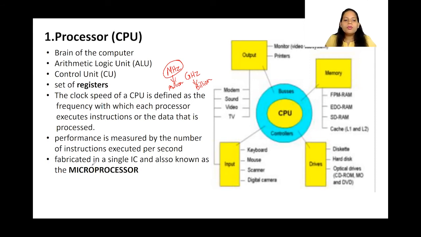Now, a CPU is fabricated in a single IC, which is also known as the microprocessor. This is also important. The CPU or processor is fabricated, or designed, in a single IC or integrated chip. It is also known as the microprocessor. Okay, so this is all about our CPU.